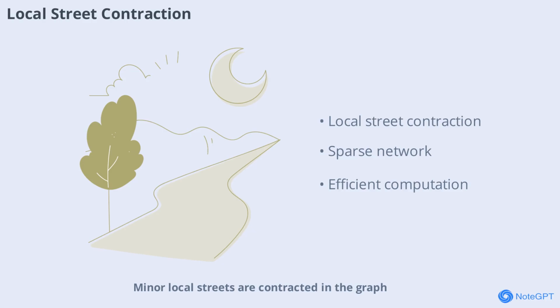Minor local streets are contracted in the graph, simplifying the network and reducing computational load. This process leaves behind a sparse network of major roads, making pathfinding faster and more efficient. Google Maps seamlessly transitions between contracted and detailed graphs as users move from local to global routes.